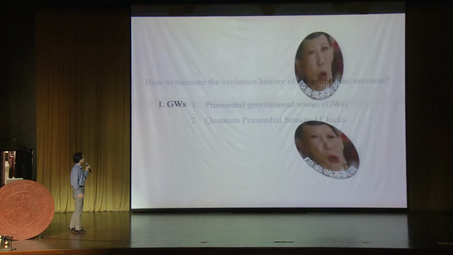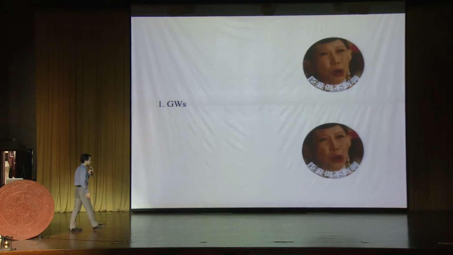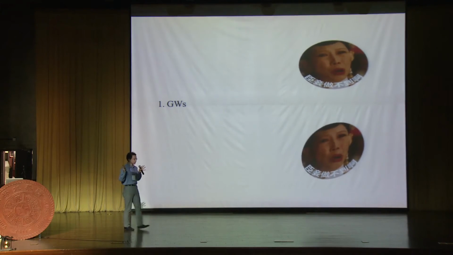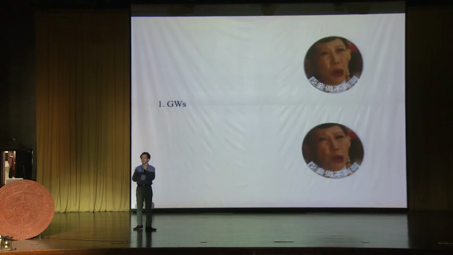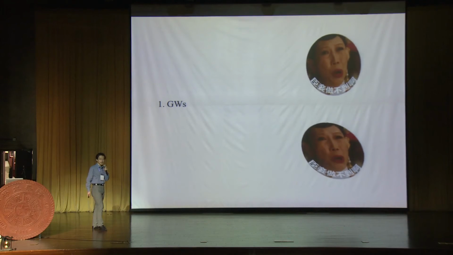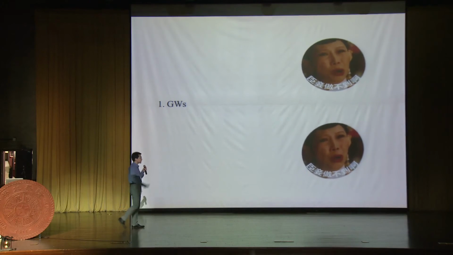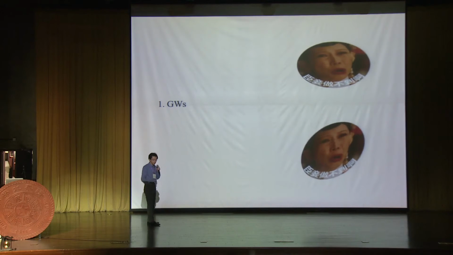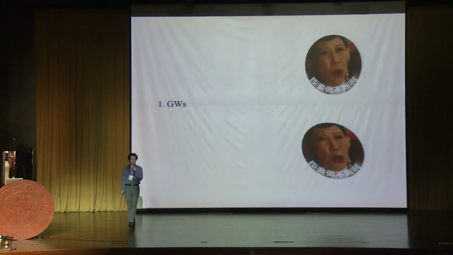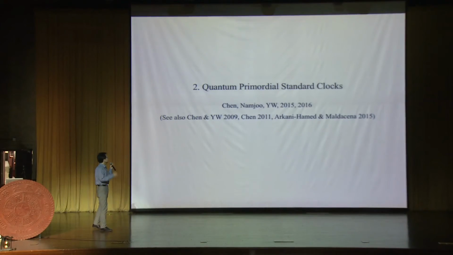I have no time to talk about the primordial gravitational waves, but there is a disadvantage: it can only distinguish inflation from the ekpyrotic scenario, but it cannot distinguish inflation from string gas cosmology, and cannot distinguish inflation from the matter contraction scenario in an effective way, as the Chinese characters indicate here. And today I'm sharing with you the other approach, the quantum primordial standard clocks. The idea is very simple.